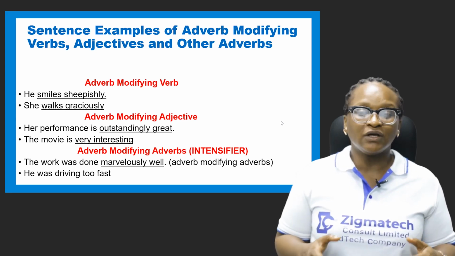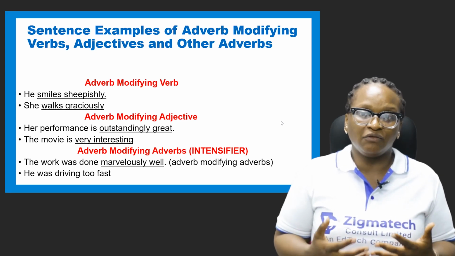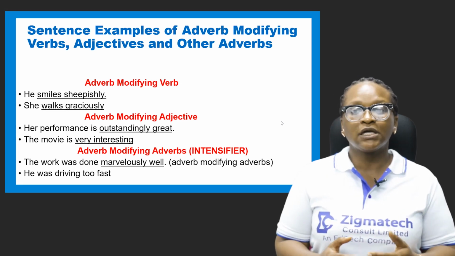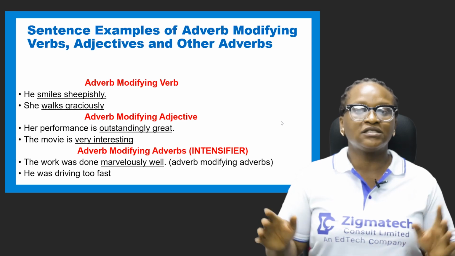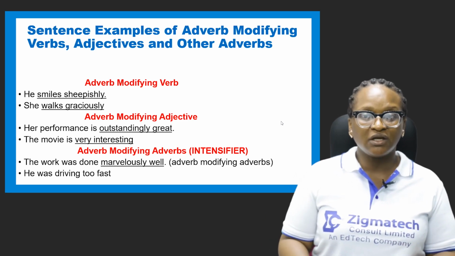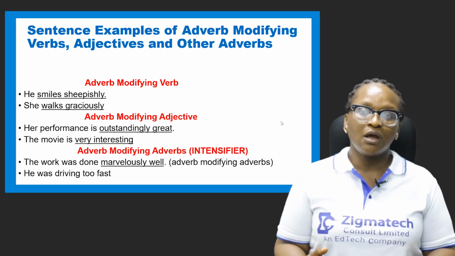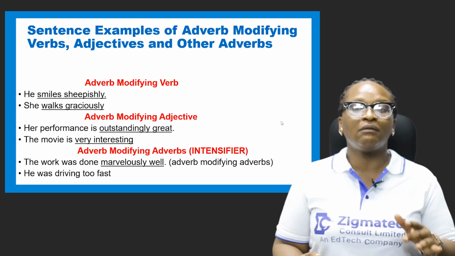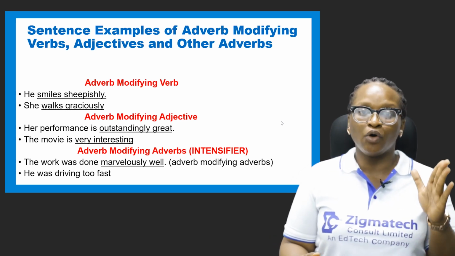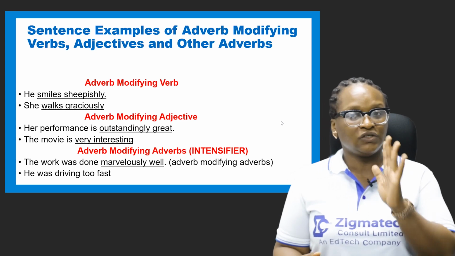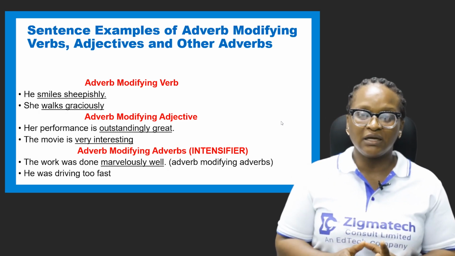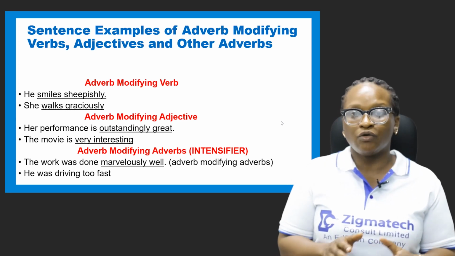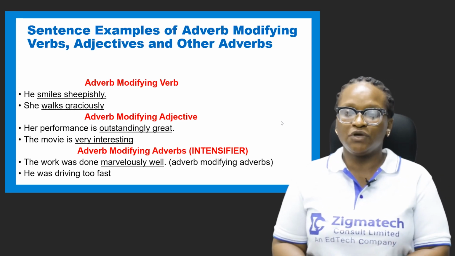Now, what are you saying? You are saying that it is habitual of this person to smile. All right, so I want to add extra meaning to the sentence he smiles, and I say he smiles sheepishly. I've given extra information. And what's that extra information? I'm letting people know that this boy doesn't just smile, but he smiles sheepishly. So that's what adverbs do, adding extra information to an already given information.